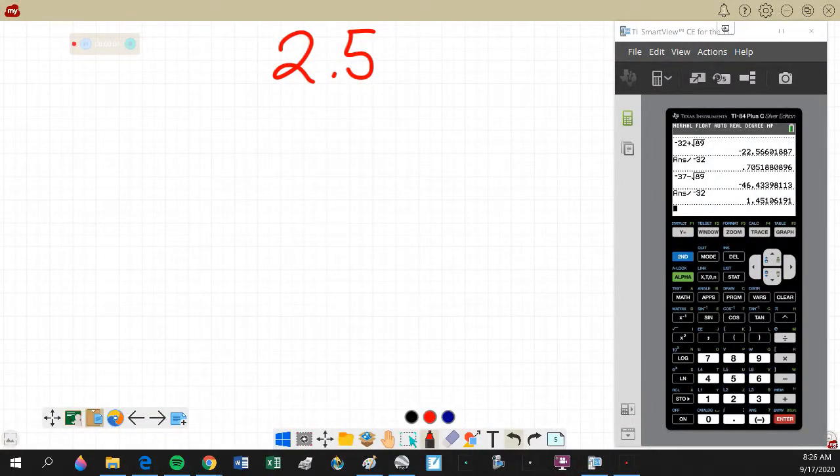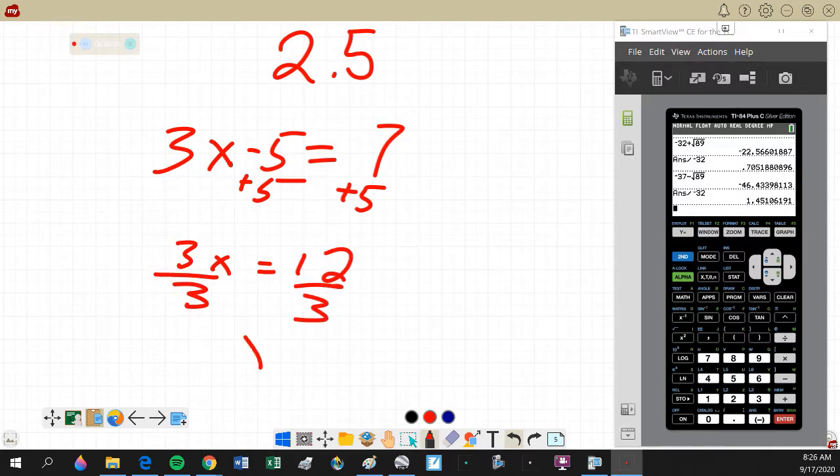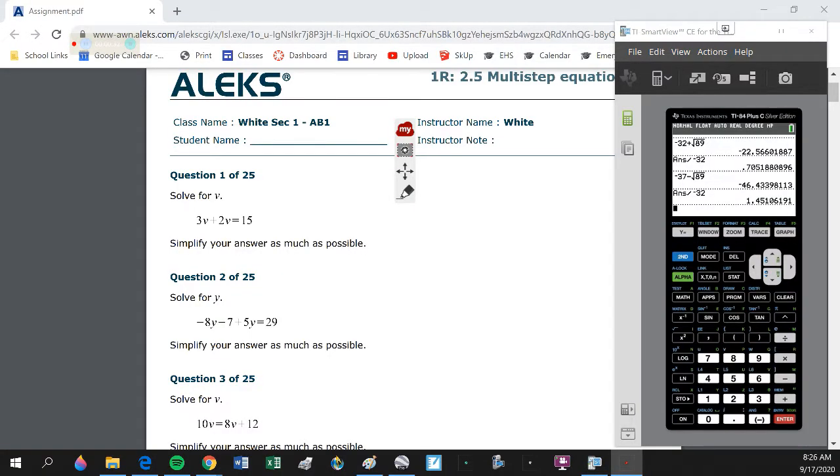2.5 is just an extension of what we did yesterday. So if I had 3x minus 5 equals 7, add 5. 3x is equal to 12. And then divide by 3, and I get x equals 4. Okay. Well, today we're just going to extend that a little bit.